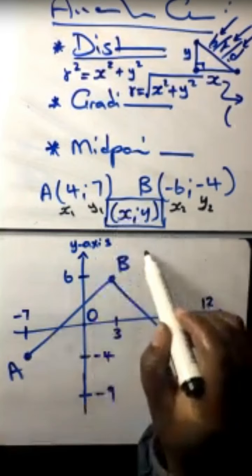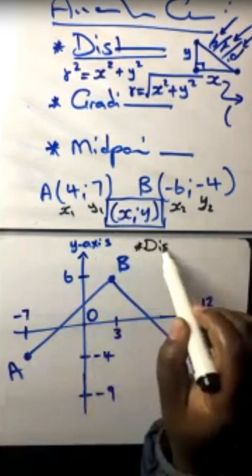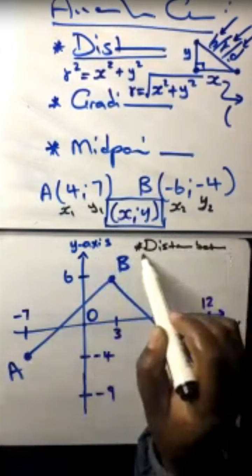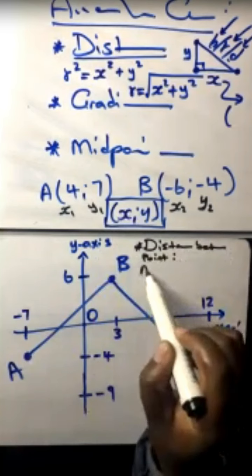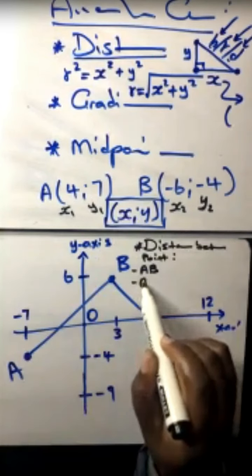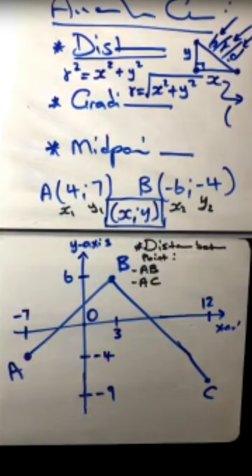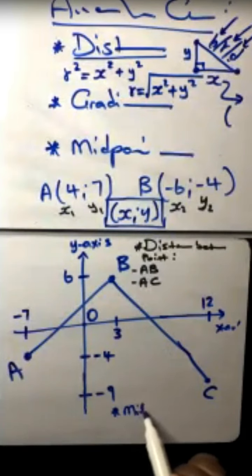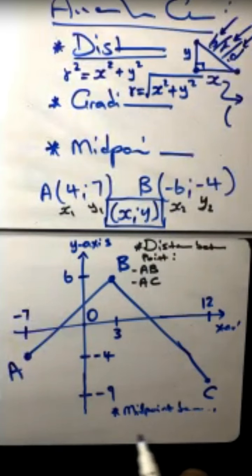But I'm going to say here, calculate the distance between point A, B, this is number 1, and again between point A, C. Then for the midpoint, the questions for the midpoint, I'll just write it there and say, calculate the midpoint between point A, C, and B, C. So guys, this is your homework.